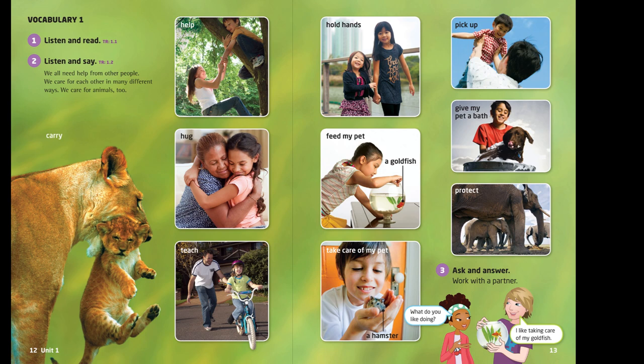A goldfish. I feed my goldfish after school. Take care of my pet. I take care of my pet after school. A hamster. I've got a hamster called George. Pick up. I often pick my little brother up. Give my pet a bath. I give my pet a bath every Saturday. Protect. I want to protect my little sister. She's only 3.